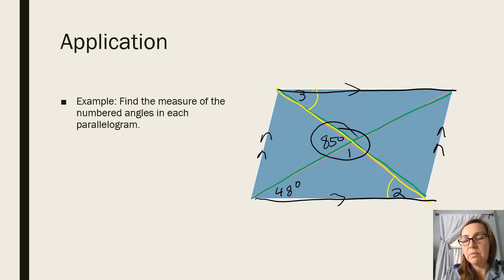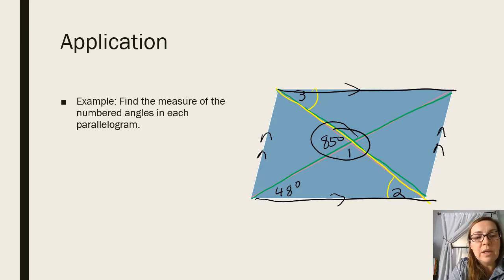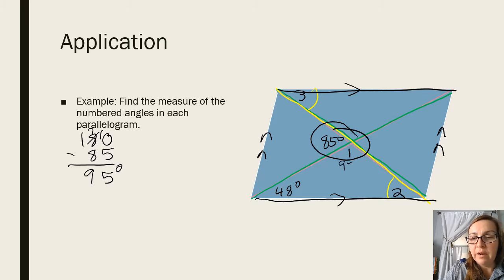Also, we can see right here these two angles form a linear pair. So we can go ahead and take 180 and subtract 85 to find what angle 1 is. And we get 95 degrees. So angle 1 is equal to 95 degrees.